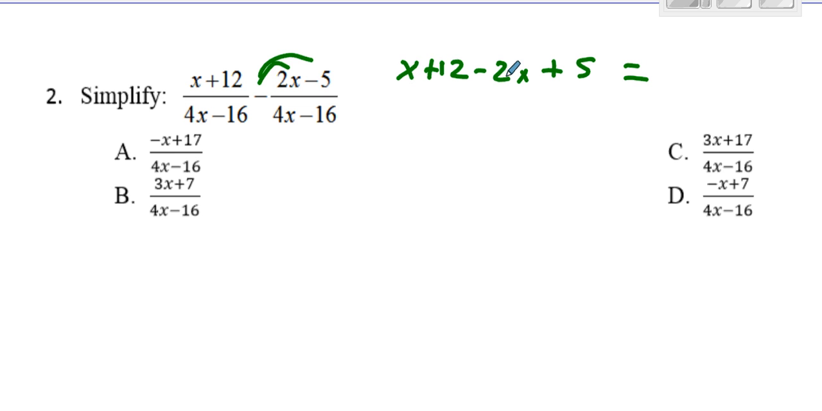Combine like terms. X minus 2x is negative x. 12 plus 5 is 17. And you keep your denominator of 4x minus 16. So it's A.